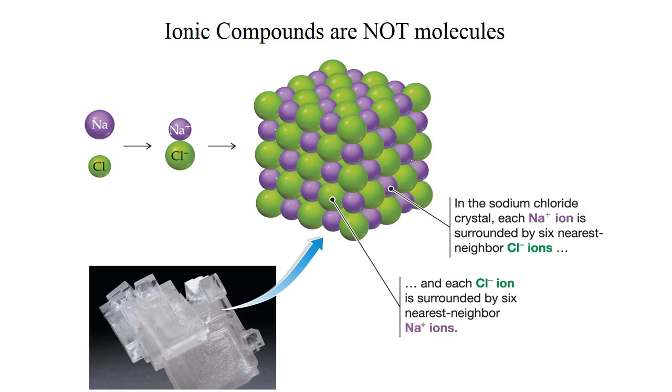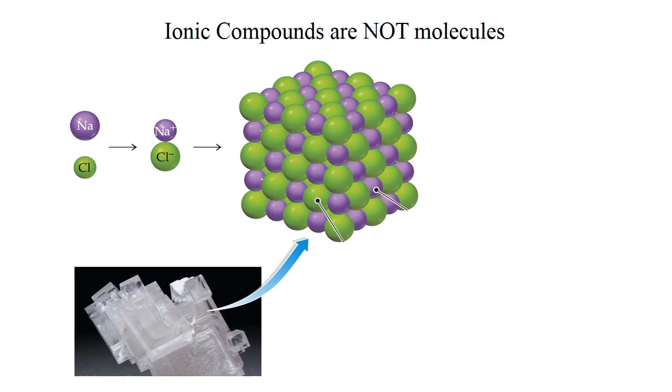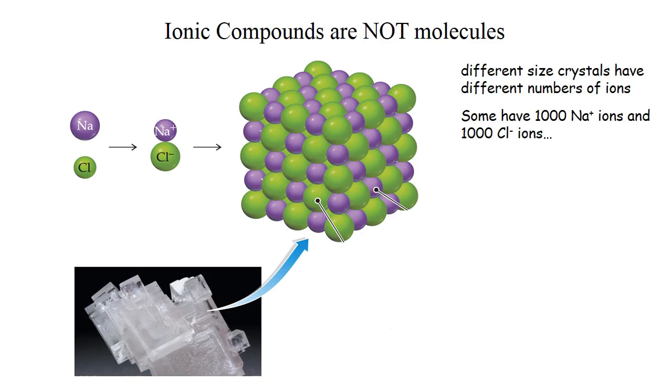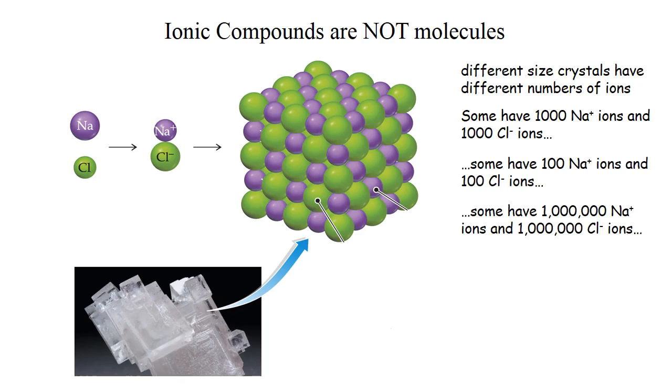One of the differences between ionic compounds and molecular compounds is that, let's say we take a crystal of sodium chloride, just one little grain. Different size crystals will have different numbers of ions, and so the number of ions present in a crystal can vary. Maybe you take a crystal and it has 1,000 sodium ions and 1,000 chloride ions. Or maybe you find a smaller crystal and it only has 100 sodium ions and 100 chloride ions. Or maybe you get a larger crystal and it has 1,000,000 sodium ions and 1,000,000 chloride ions. Now, a crystal that's the size you could see would actually have a whole lot more ions than that. It would be approaching Avogadro's number.